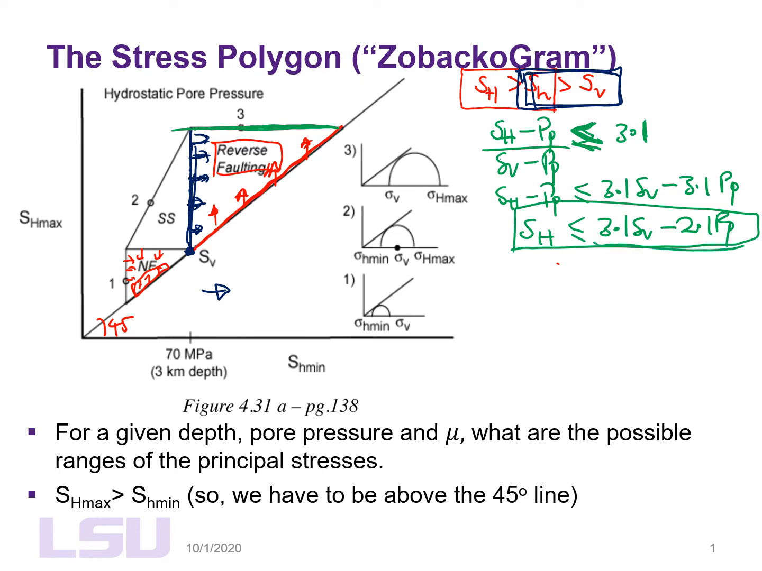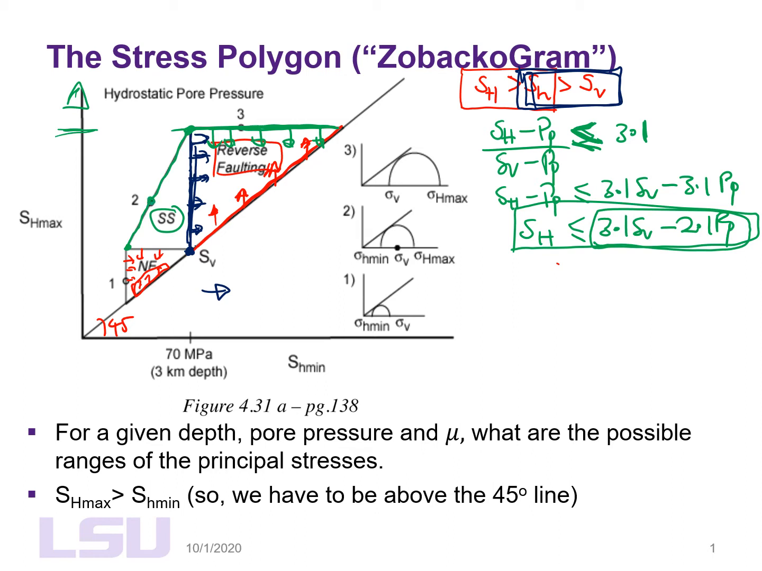So we calculate this value, it gives us that green line, and we're saying SH max, which is the vertical line here, has to be less than or equal to that upper bound right there, and that's how you get that triangle. And of course, to get the strike slip faulting stuff, you just connect this point to this point and you're done. So that's how you get the Zoback diagram.